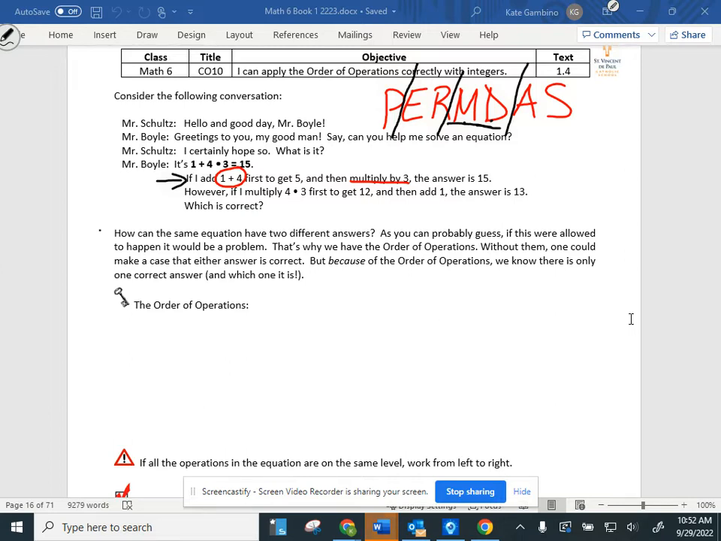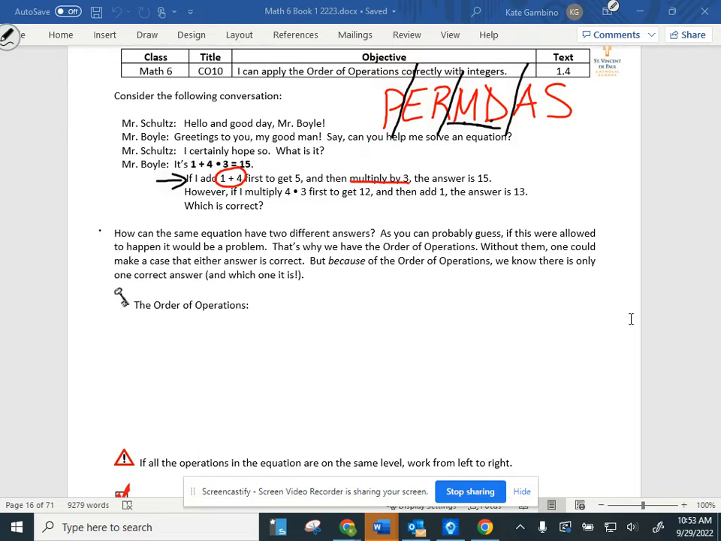So how can the same equation have two different answers? Like we've just talked about. If this were allowed, it would be a problem. Math, you have one answer. You know it's right or it's wrong. That's why we have the order of operations. That's why we have PERMDAS. Without them, one could make a case that either answer is correct. But because of the order of operations, we know there is only one correct answer and which one it is.